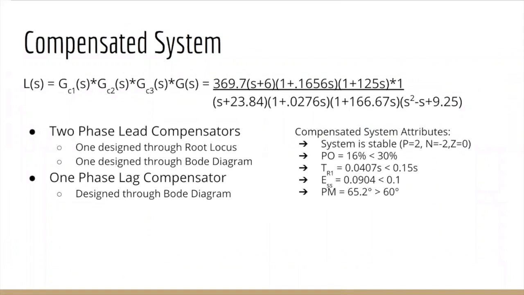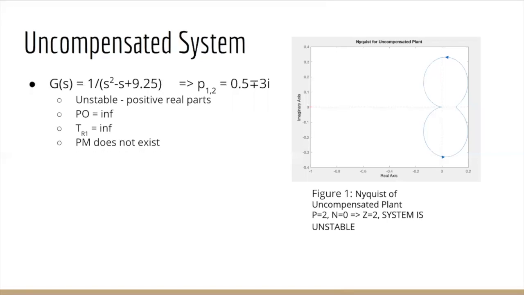Overall, my compensated system is comprised of three compensators, two of which are phase lead, one designed through root locus and the other designed through a Bode diagram, and the last compensator is phase lag, designed through a Bode diagram. As you can see on the right, the compensated system is stable, with a percent overshoot of 16%, a rise time of 0.0407, a steady state error of 0.0904, and a phase margin of 65.2, which all meet the design requirements.